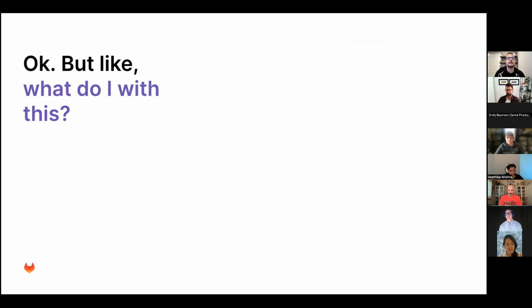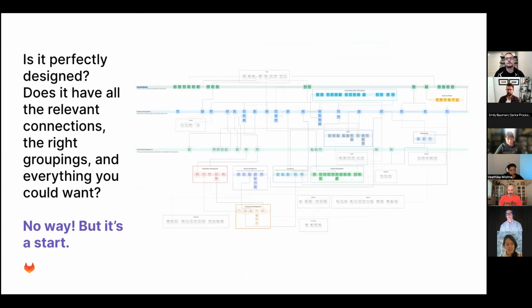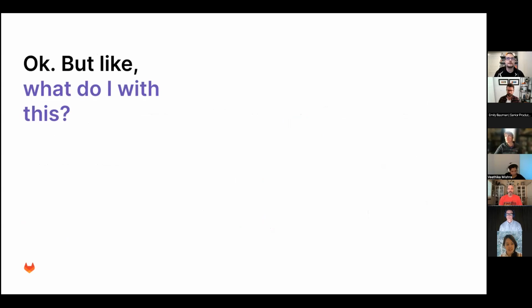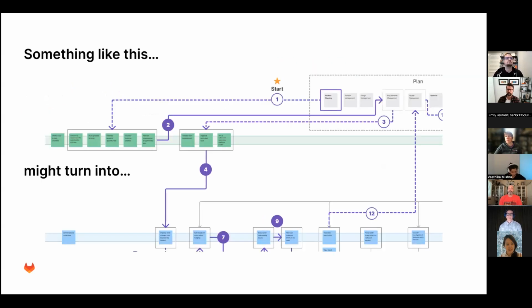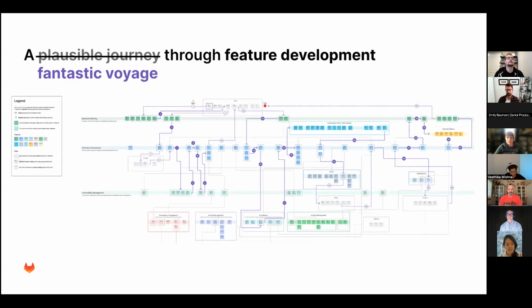And, you might look at this and be like, wow, that's cool, but I have no idea what to do with this, right? This is like a spaghetti mess. So one idea is you could make a route through this, right? Think of a process, like a benchmarking workflow, and see if it can be mapped. So you might take something like this, right? Start drawing lines from one to another in a sequential order. And you might turn it into something like a fantastic voyage through feature development.